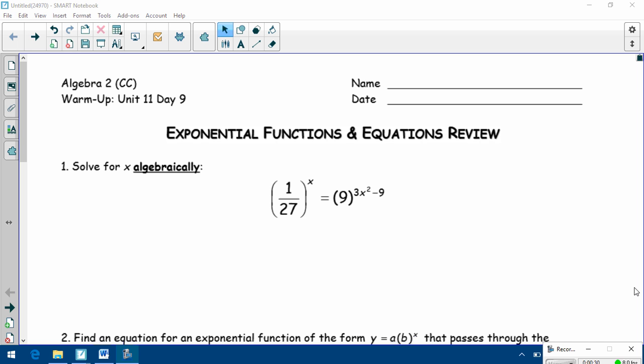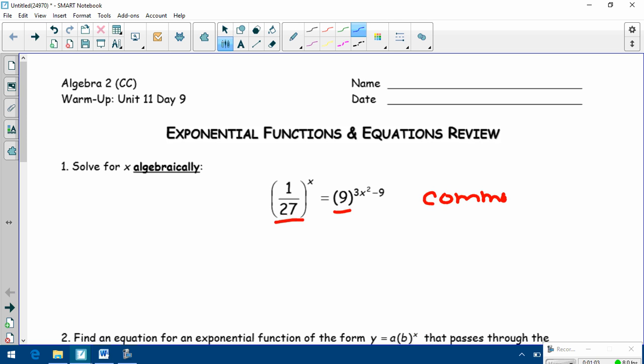Okay, so number one is an exponential equation. I've got (1/27)^x equals 9^(3x squared minus 9). What do you do first? You got to find common bases. Okay, so we've got to look between 1/27th and 9. We need to be able to rewrite both of these so that they have the same base. Right now we've got one base of 1/27th and one of 9. So what is the common base? Right, it's 3. So common base 3.